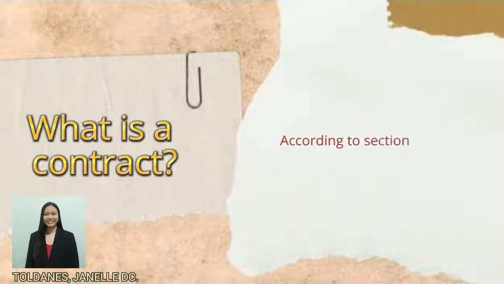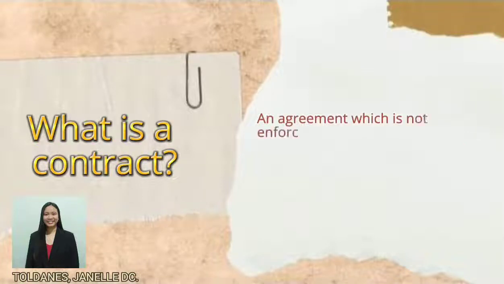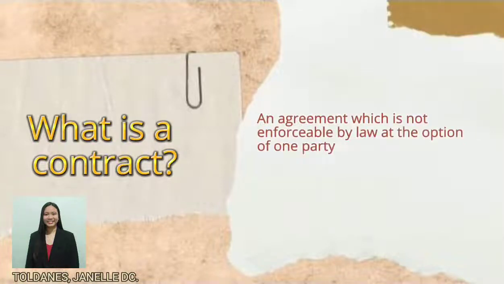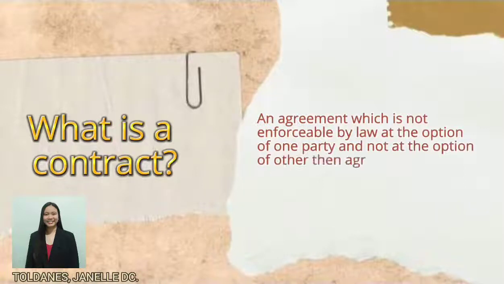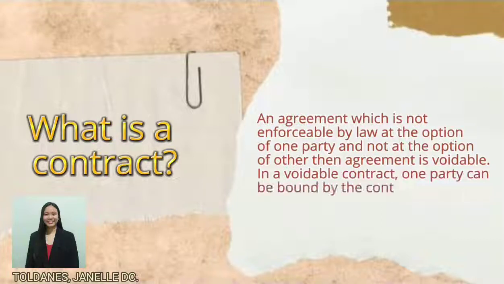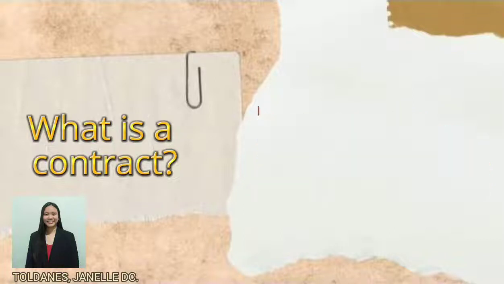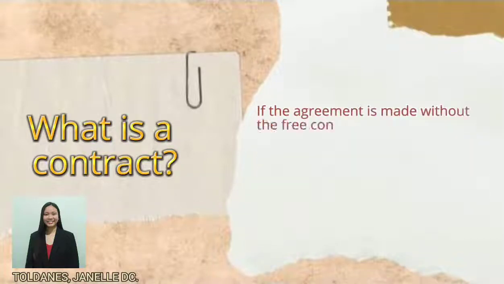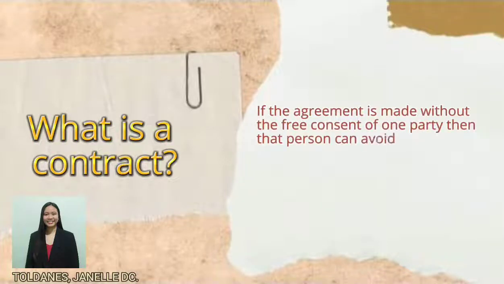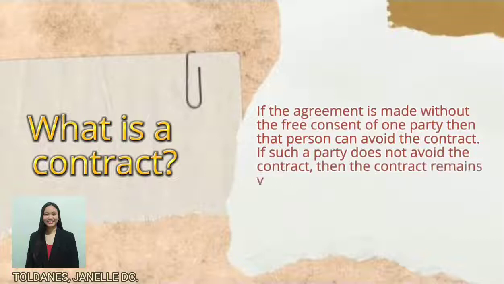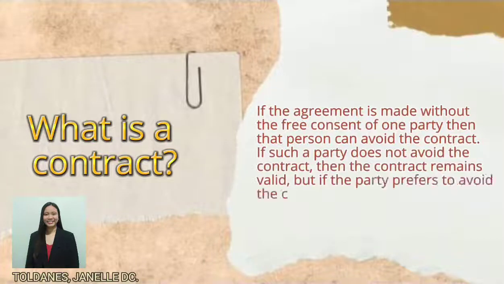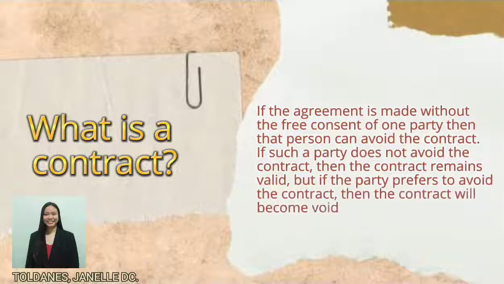According to Section 2 of the Indian Contract Act 1872, an agreement which is not enforceable by law at the option of one party, and not at the option of the other, is voidable. In a voidable contract, one party can be bound by the contract terms while the other party has the right to change their mind. If the agreement is made without the free consent of one party, then that person can avoid the contract. If such a party does not avoid the contract, then the contract remains valid. But if the party chooses to avoid the contract, then the contract will become void.